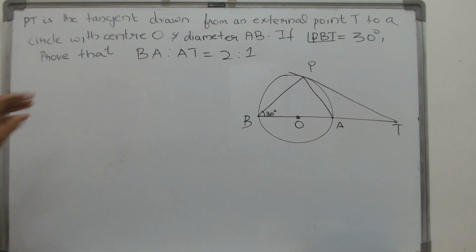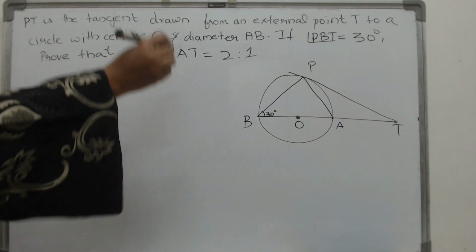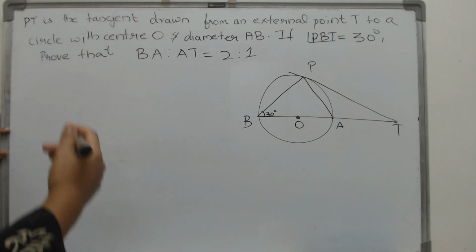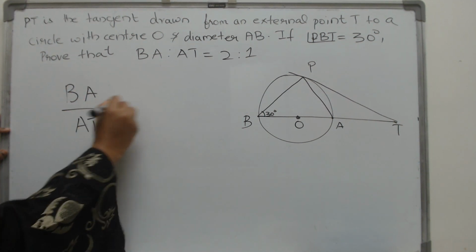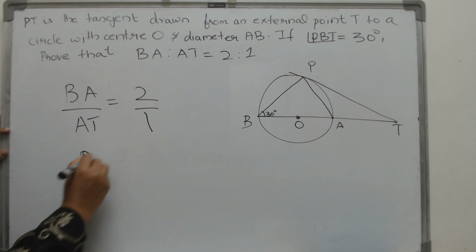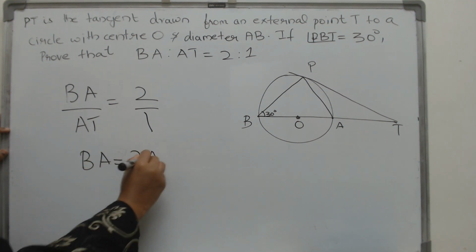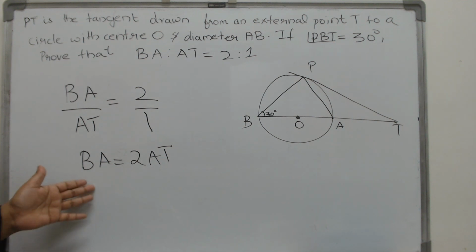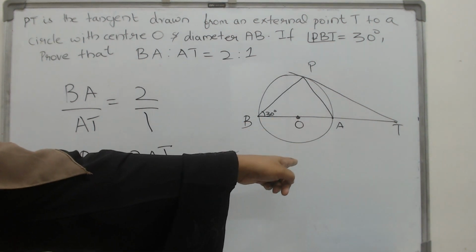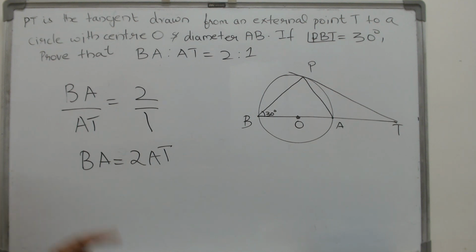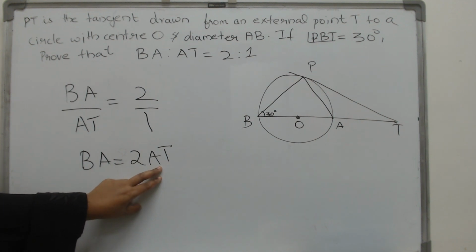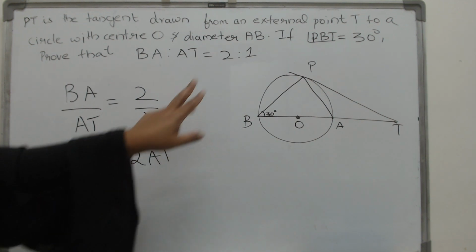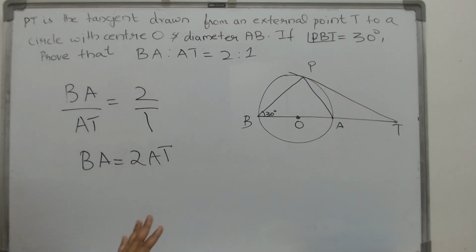Now, where do we actually go with this question? Instead of putting it in the ratio form, change it to the fraction form. So what you actually have to prove is that BA is equal to 2 times AT. But then what is BA? BA is your diameter. Now we know that diameter is 2 times the radius. Now if you prove that AT is of the same measure as the radius, then we are done, right? That is how we are going to tackle this question.